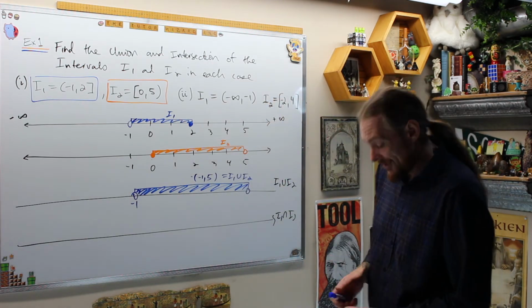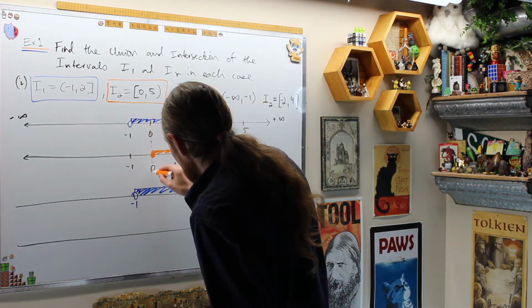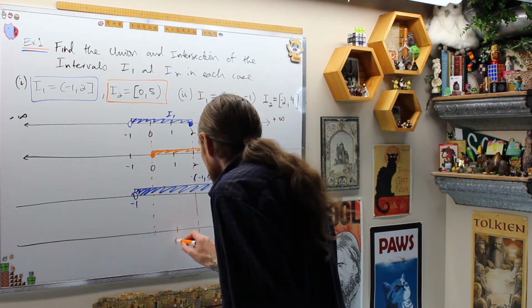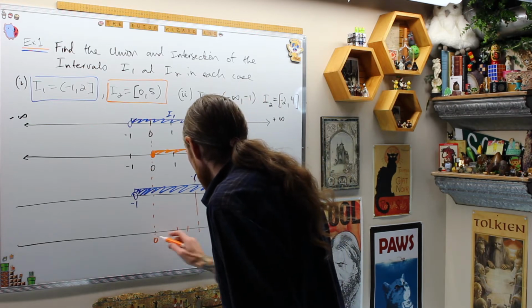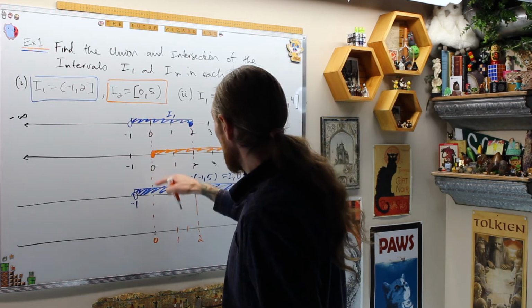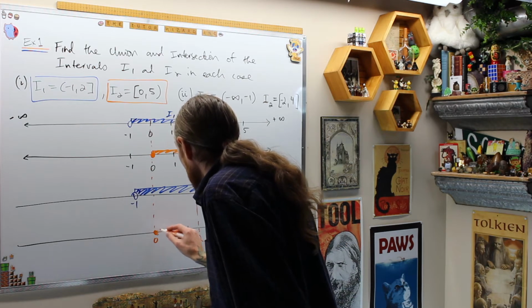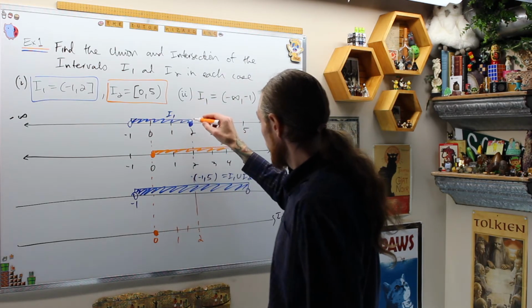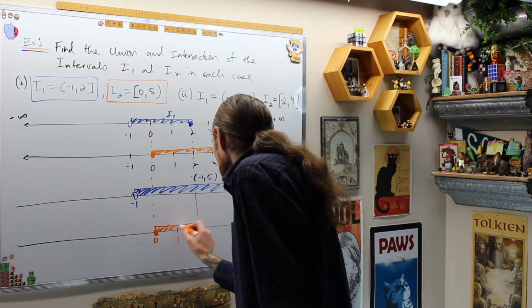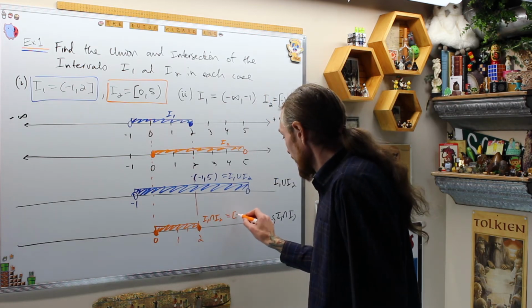And then for their intersection, it has to be in their overlap, so it has to be anything that's in both of them. The best way to do that is from there: I have 0, 1, 2. In this one, 0 is in both of them, and in this one, 2 is in both of them. So this is I1 intersect I2, and it is the interval [0, 2].